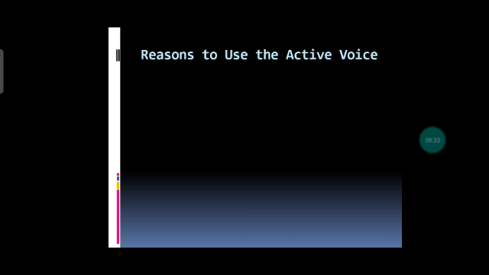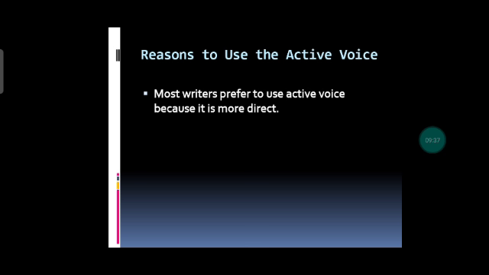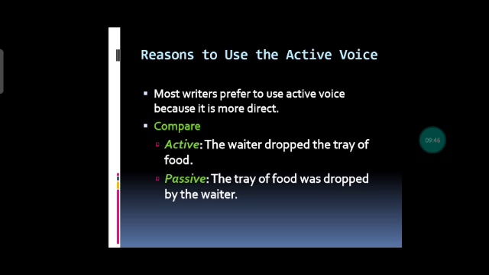Reasons to use the active voice. Why do we use the active voice? Most writers prefer to use active voice because it's more direct. Compare: the waiter dropped the tray of food. The doer is the waiter, so it's an active sentence.